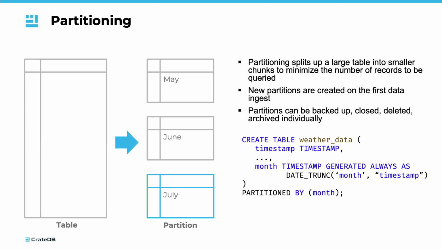Partitions in CrateDB offer a level of granularity that allows for individual management and maintenance. This means that each partition can be backed up, closed, deleted, or archived individually. This flexibility provides efficient data management, particularly important in handling large time series data. For example, if a specific partition contains outdated or irrelevant data, it can be removed without impacting the rest of the database. Similarly, individual backups allow for specific data recovery, while archiving can help optimize storage and improve overall performance.